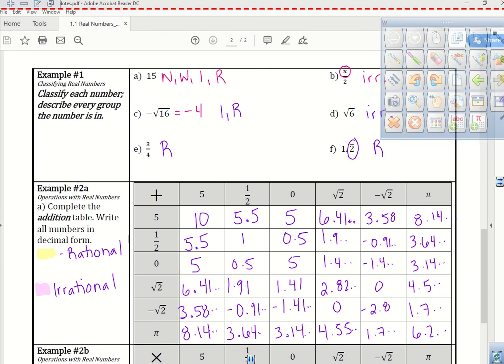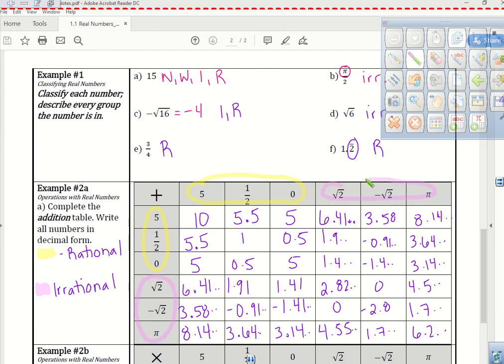Okay, what I want you guys to do, let's actually start with the outside numbers. What I want you to recognize, I'm going to highlight or circle these numbers in yellow because 5, 1/2, and 0 are rational. Up top, circle these numbers in yellow. 5, 1/2, and 0 are rational. Vice versa, square root 2, negative square root 2, pi are irrational. I'm highlighting those in pink.